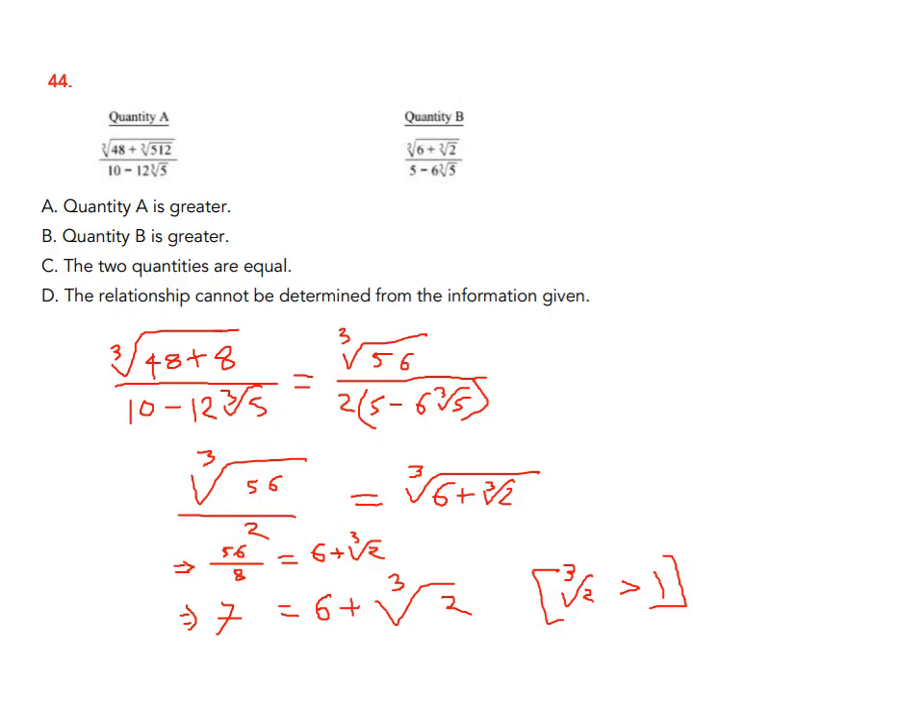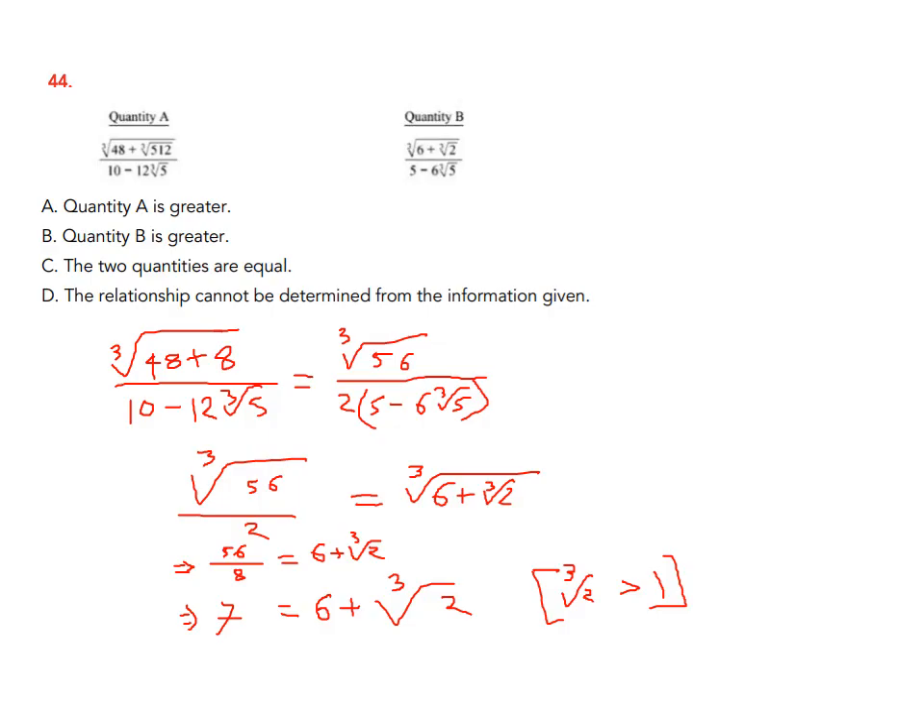Now just take the cube on both sides, and I get 56 divided by 8, because 2 cube equals 8, and on the right side we get 6 plus cube root 2. Now 56 divided by 8 equals 7, and on the right side we get the same term, that is 6 plus cube root 2.